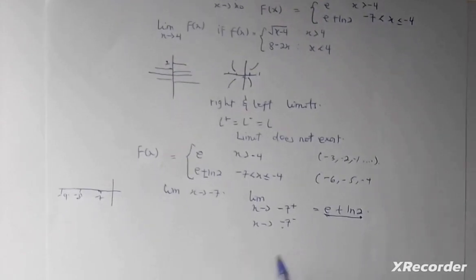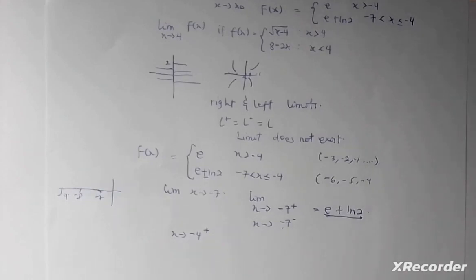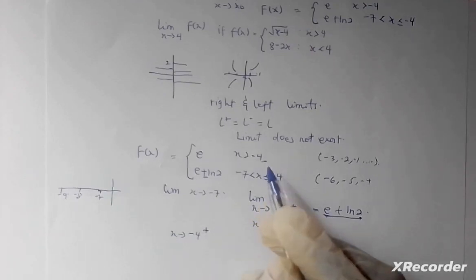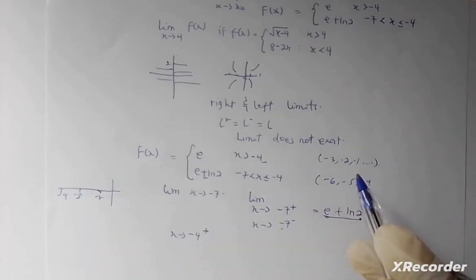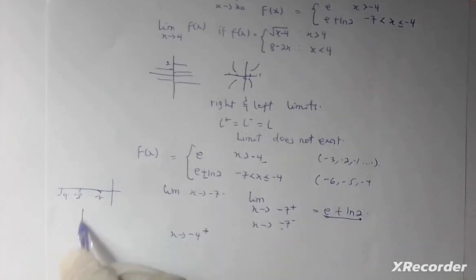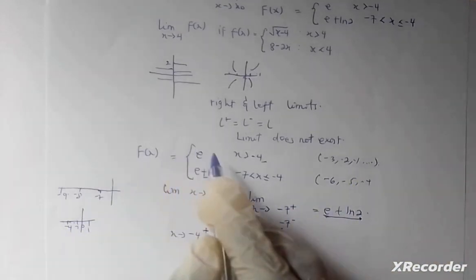Now let's check for negative 4. So the limit as x approaches negative 4 from the right side is going to give us this interval. Because from the right side, you realize that you'll be getting negative 3, negative 2, negative 1. Because let me draw once again. If I have negative 4 here, the right side is going to be here, starting from here, 1, 0, negative 1, negative 2. So it falls in this interval, and the solution will be what I have here, e.